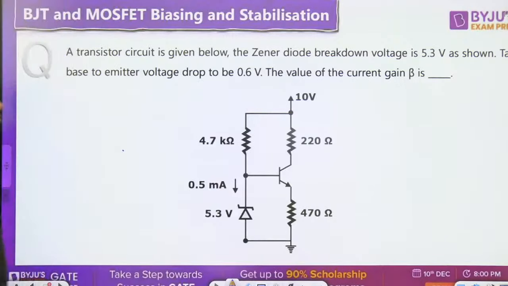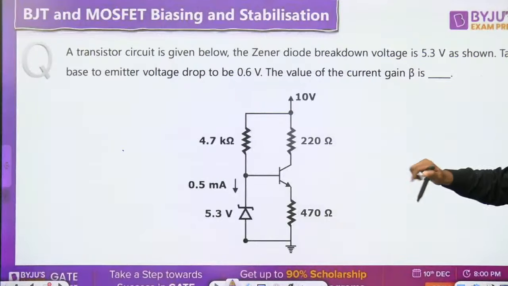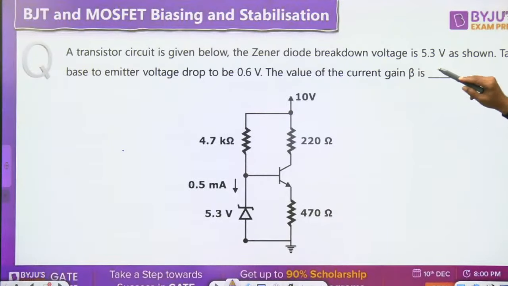Sometimes that is the question on BJT, once Zener diode is connected here. Yes. Last question. Transistor circuit is given below. The Zener diode breakdown voltage is 5.3 volt as shown. Take base to emitter voltage drop to be 0.6 volt. The value of the current gain beta is.